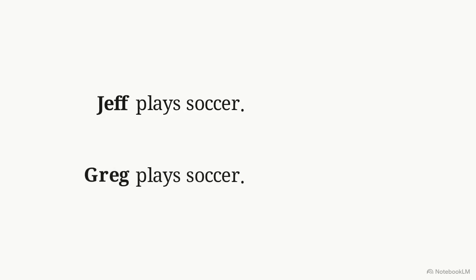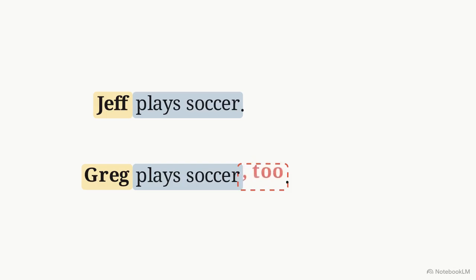To see how this works in practice, let's look at two disconnected sentences. Jeff plays soccer. Greg plays soccer. We have identical actions performed by two different subjects. We can link these thoughts using the end of sentence rule. The word too drops in at the very end of the second phrase. Jeff plays soccer. Greg plays soccer too.